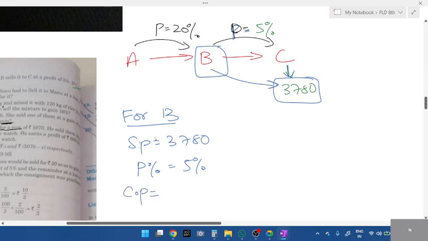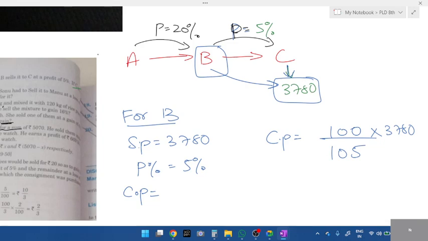Can we find the cost price for B? What is the cost price formula? 100 divided by, if profit is given, 100 plus, yes, 100 plus 5 is 105. Into what is selling price? 3780. All of you understood this? Yeah, do this calculation. Draw the diagram above whatever I've drawn. Another 5 or 10 minutes. We'll continue.